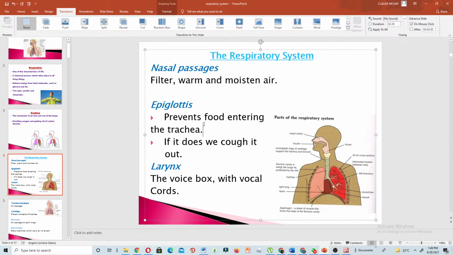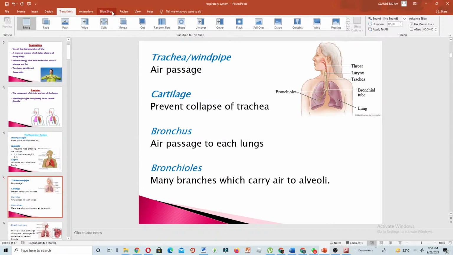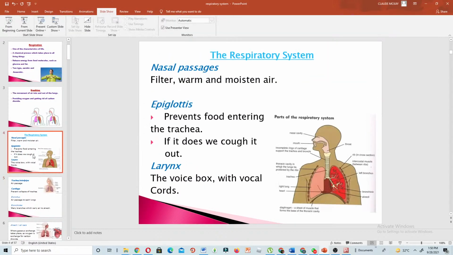Right. So the epiglottis, its function is to prevent food from entering the trachea. If the food should enter the trachea, then you basically will cough it up. That's what they are saying.